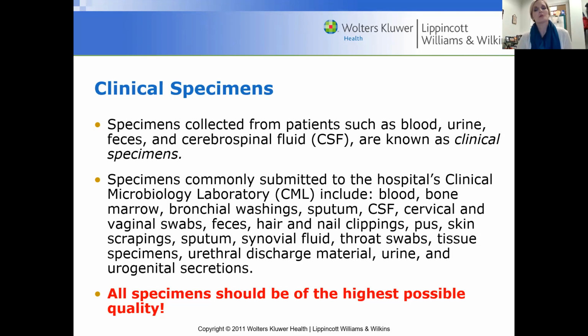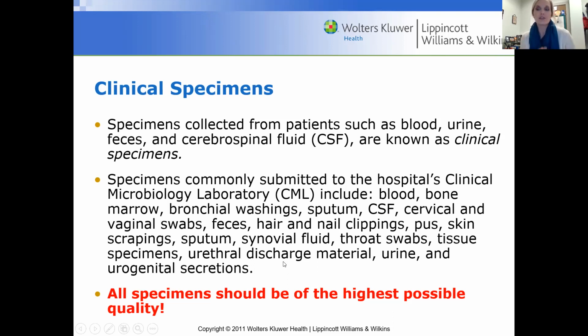So some commonly submitted specimens to the hospital's clinical microbial laboratory, again, the lab which is focusing on infectious diseases, so dealing with microorganisms. This includes blood, as we already mentioned, but also bone marrow, bronchial washings, sputum, CSF, which is cerebrospinal fluid, cervical and vaginal swabs, feces, hair and nail clippings, pus, skin scrapings. For some reason, sputum is mentioned again, synovial fluid, throat swabs, like for strep throat, tissue specimens.